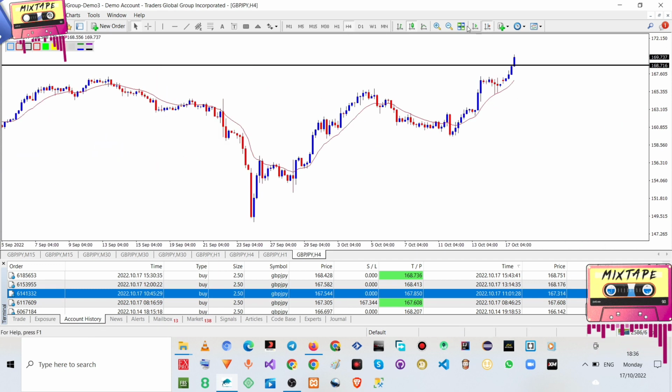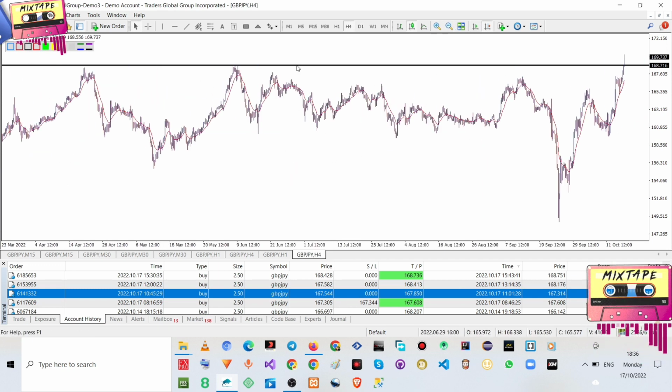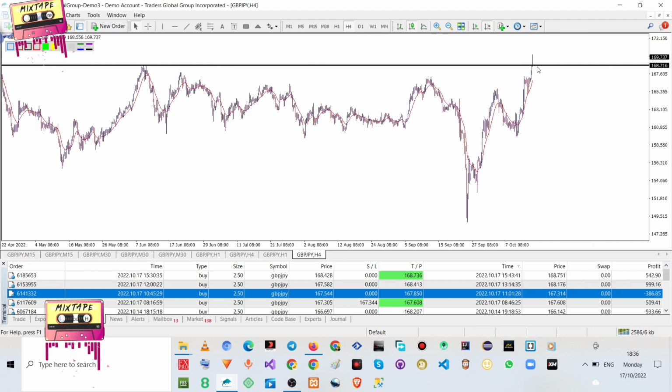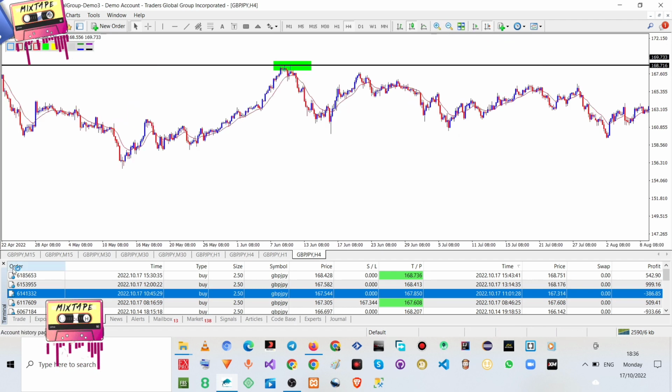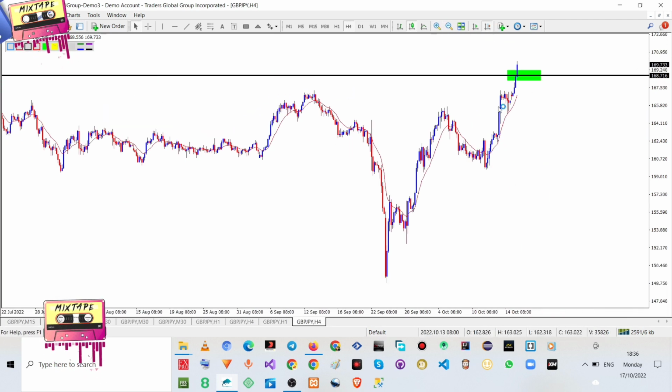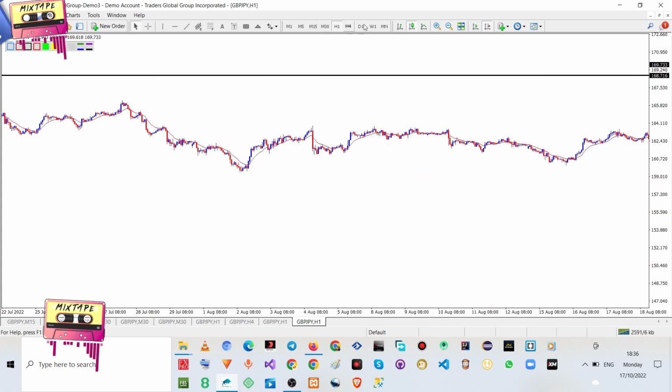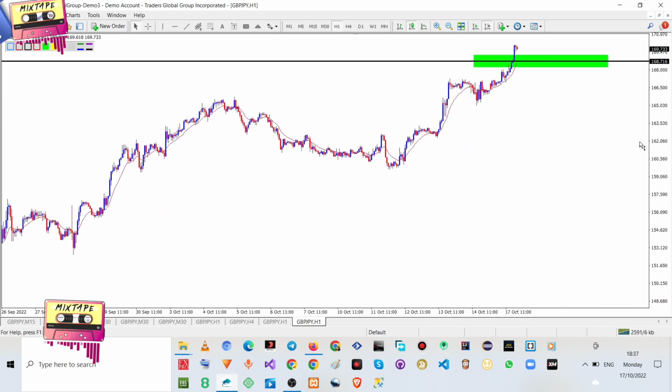So going on to the H4, you can see that this area right here was a major support area, as you can see with this that I indicated here. One would expect price to react or bounce off this horizontal support area, but then price went on to break through it. It was a trade to be taken after confirmations, of course.